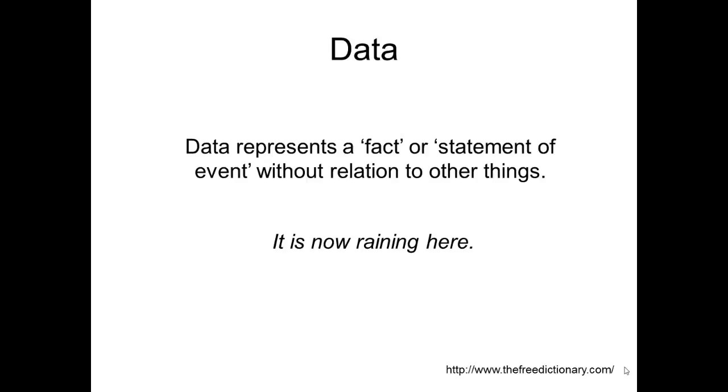So, for example, it is now raining here. It's not, the sun is shining, but if it was raining, as long as we knew where now was and here was, and we understood what raining means, that's an item of data. The temperature is 10 degrees centigrade, the ambient temperature is 10 degrees centigrade. 46 cars passed this building in the last minute. All sorts of things like that you can think of as items of data. It's relatively straightforward.